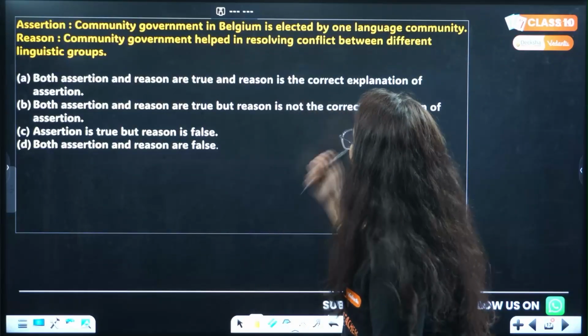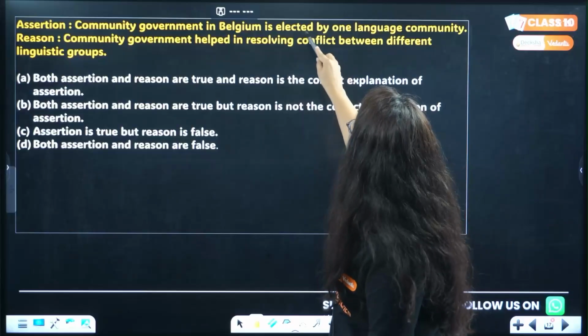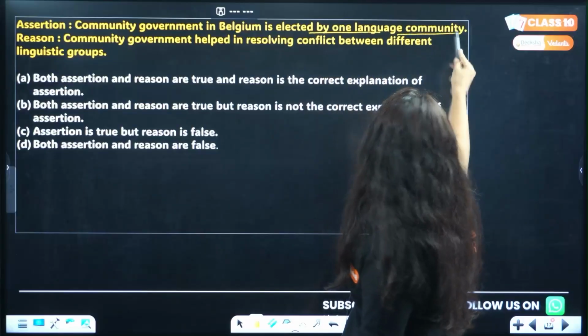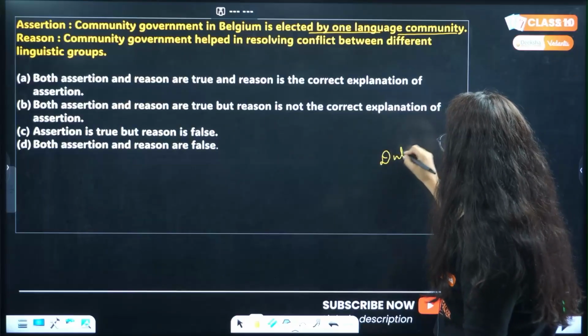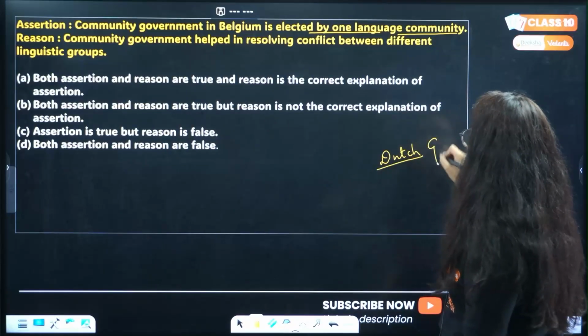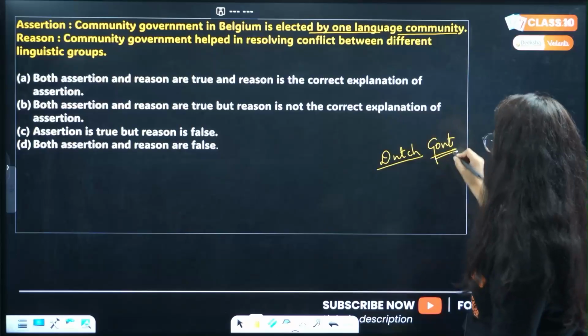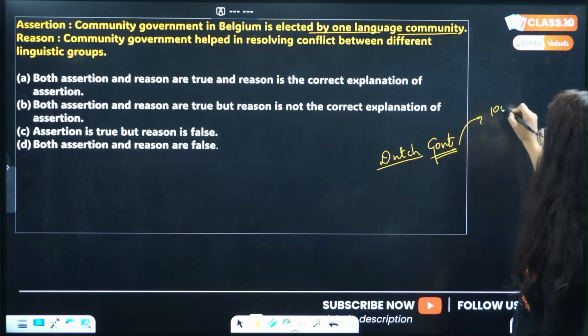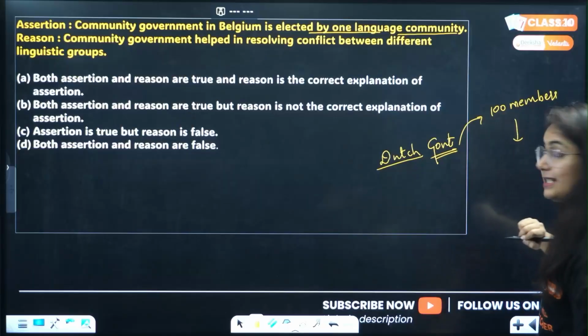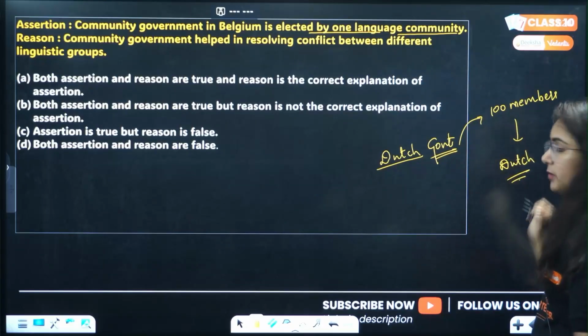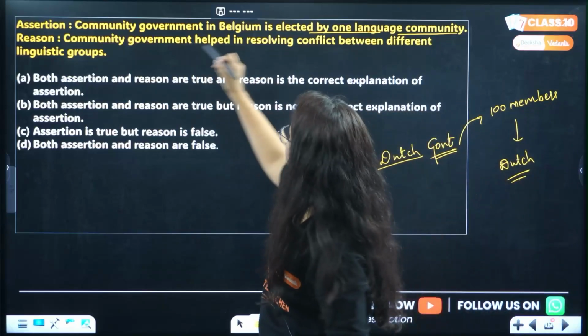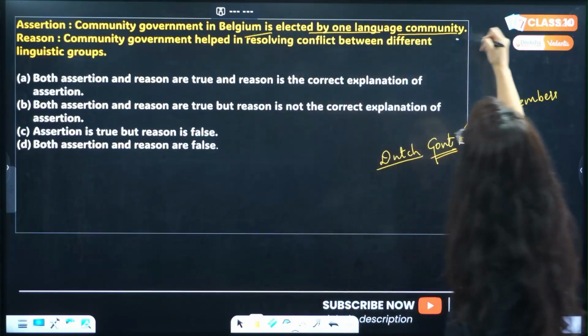Assertion: community government in Belgium is elected by one language community. We just saw, yes, Dutch people. I didn't tell you this. So there is a government formed, the Dutch government, right? Now there are 100 members in this Dutch government. Okay, who are going to elect these 100 members? Only which community? Dutch community. Okay, so community government in Belgium is elected by one language community.